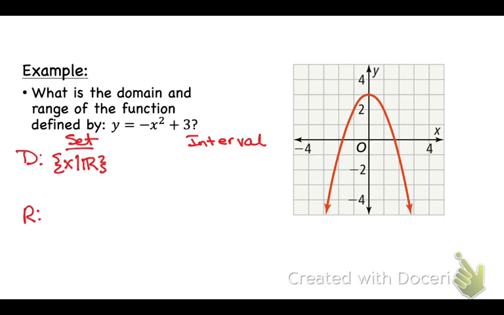So then what does that look like in interval notation? From what to what? Minimum first. Negative infinity, parenthesis, to positive infinity. And why is it parentheses? Because you can't reach them.